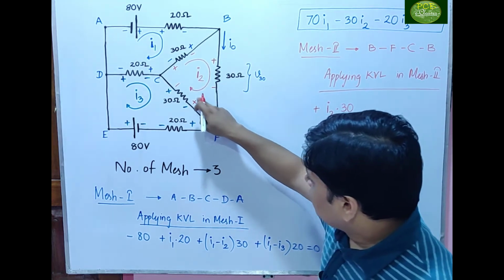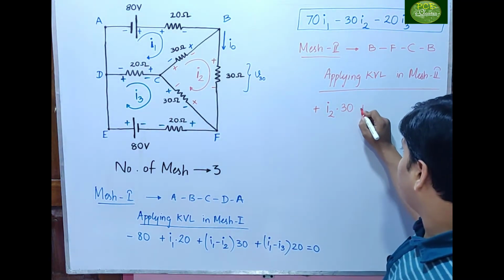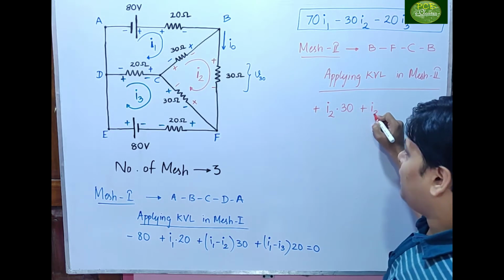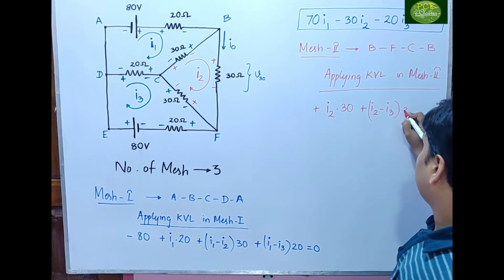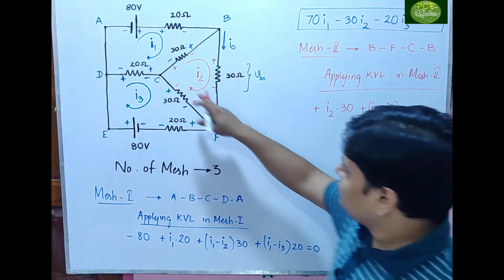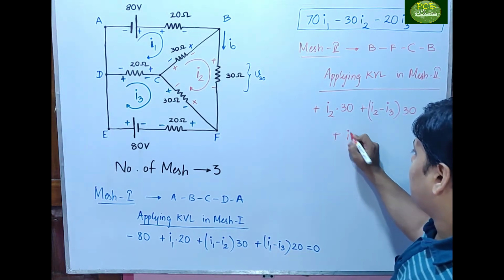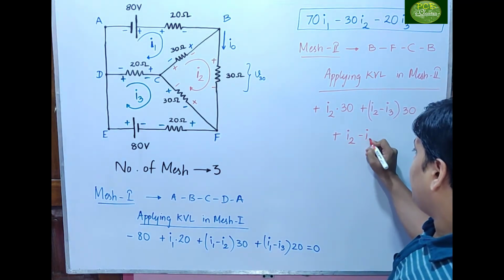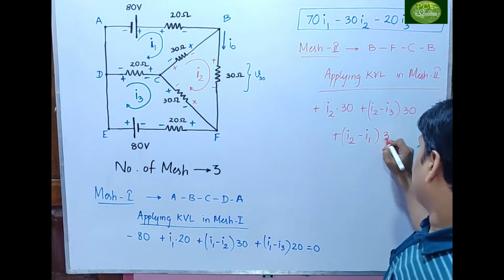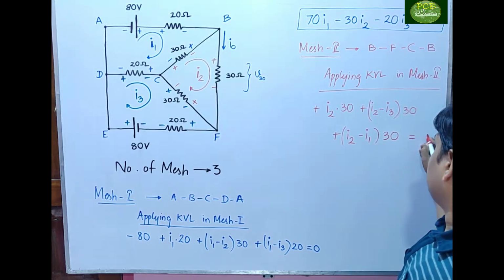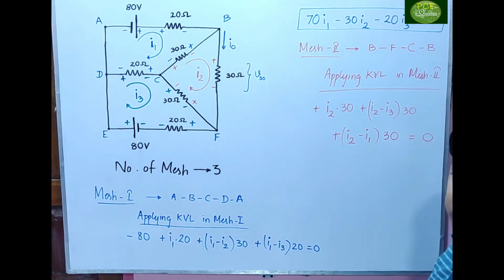Next, 30 ohm. What will I write? Again positive. I2 minus I3 multiplied with 30. Next, where does it enter? Positive. So it is plus I2 minus I1, because two currents are flowing, multiplied with 30 equals 0. This is my second KVL equation.